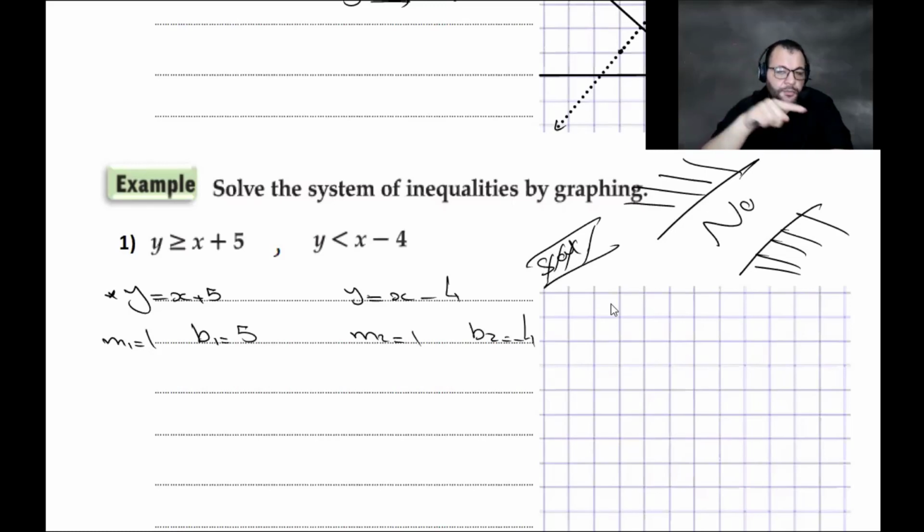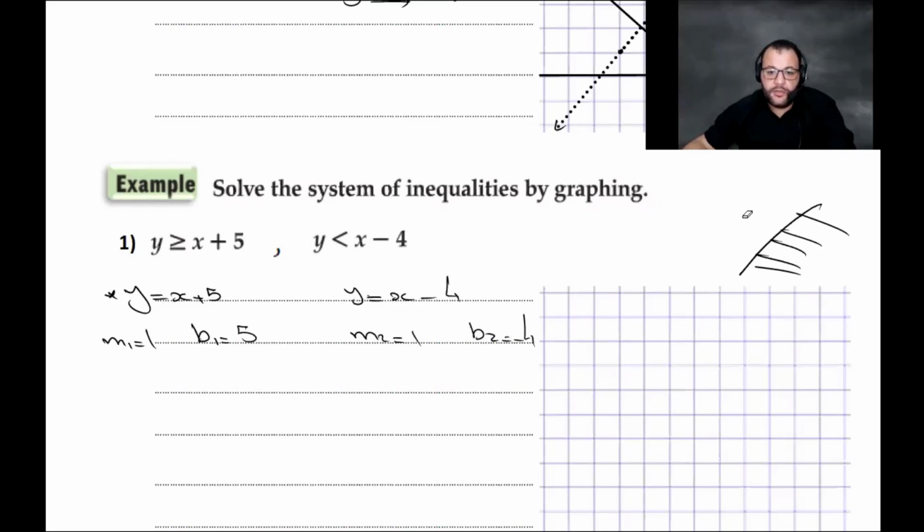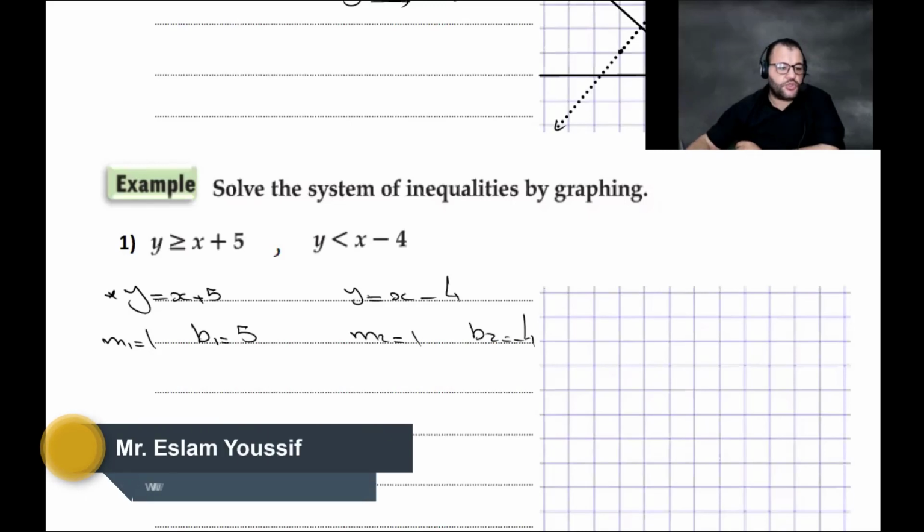Don't say that because they are parallel it means there is no solution. You have to graph and find which part will be the common part. Or you can find case number 3: you shade above the first one and above the second line, so this part will be the common. Or you can shade below the first one and below the second one, and it will be the common part which is below the two lines. So don't say that we have a solution or no solution before graphing. Because the two lines are parallel, don't say that there is no solution. You have to graph.